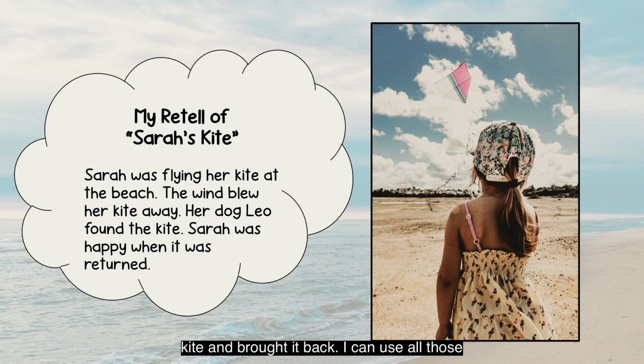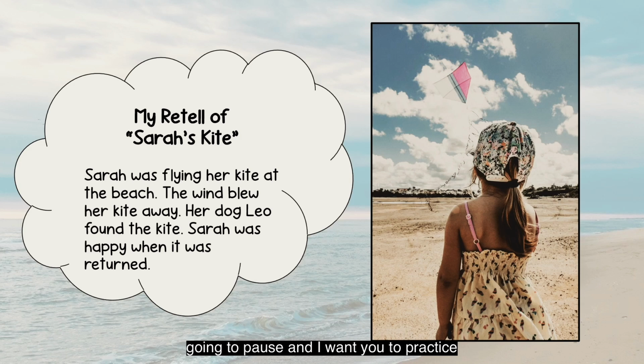I can use all those details that we just wrote down to retell the poem Sarah's Kite. This is what my retell sounds like. Sarah was flying her kite at the beach. The wind blew her kite away. Her dog Leo found the kite. Sarah was happy when it was returned. My retell is the same story, but I put it in my own words.